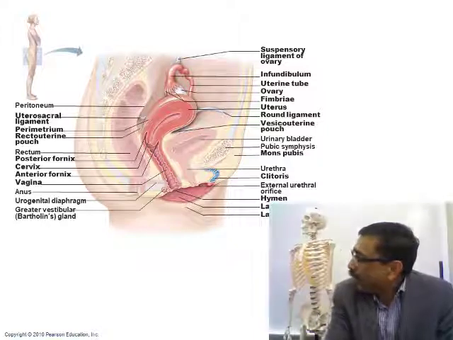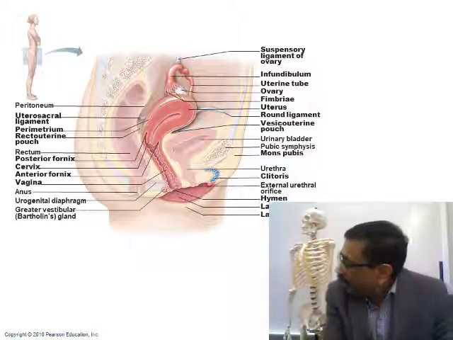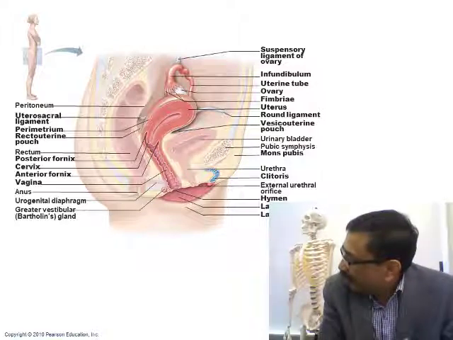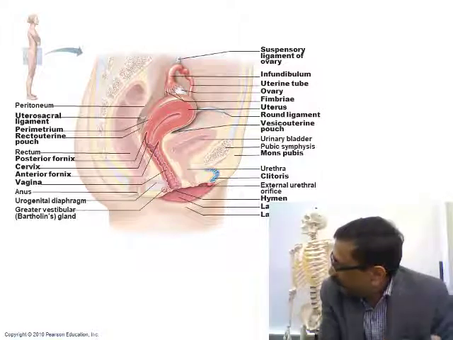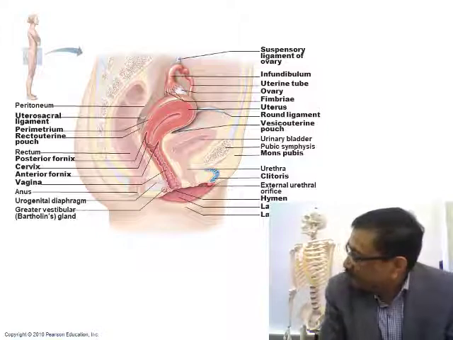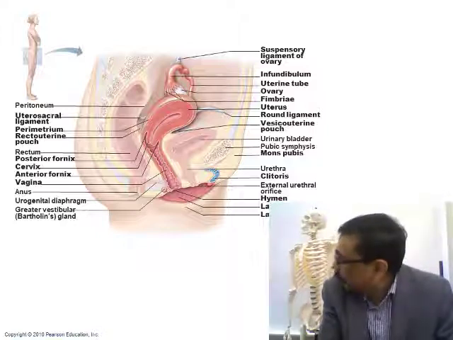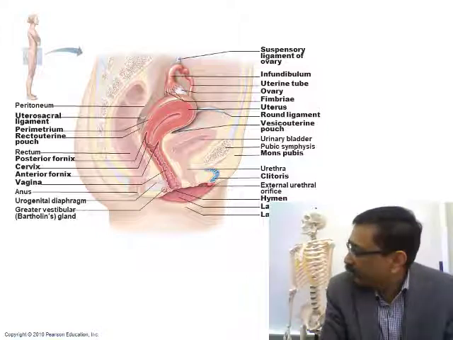Okay, we'll talk about that. Just know that that's why the end of the uterine tube is very close to the ovary, and the other end is attached to the uterus, because that egg is taken to the uterus.